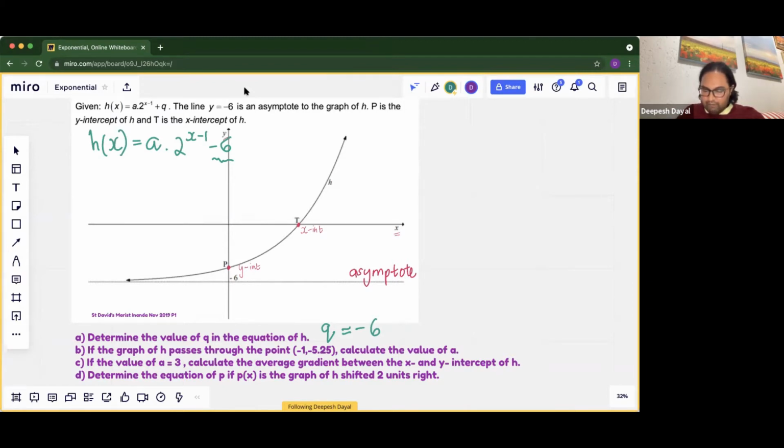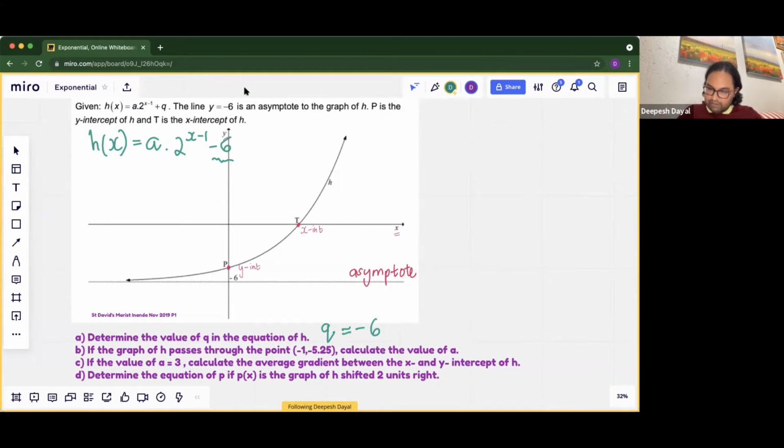The next question, B, says if the graph of h passes through the point minus 1 and minus 5.25, calculate the value of a. So I want you to read that again. If the graph of h passes through the point minus 1 and minus 5.25, calculate the value of a. Remember, minus 1 is x and minus 5.25 is y, right?